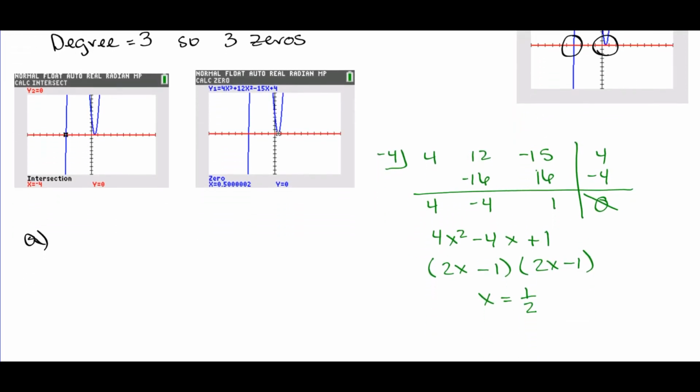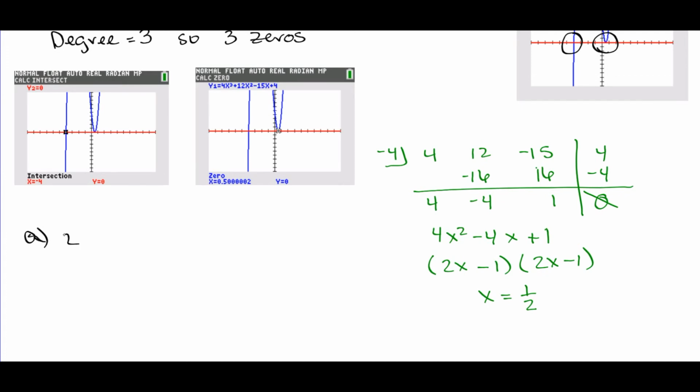So now what I know, going back to what the question asked us about, part A asked us to find the zeros and the x-intercepts. So my zeros are x equals -4 and 1/2. Both of those are real numbers, so those are both x-intercepts. So my x-intercepts are the point (-4, 0) and the point (1/2, 0).